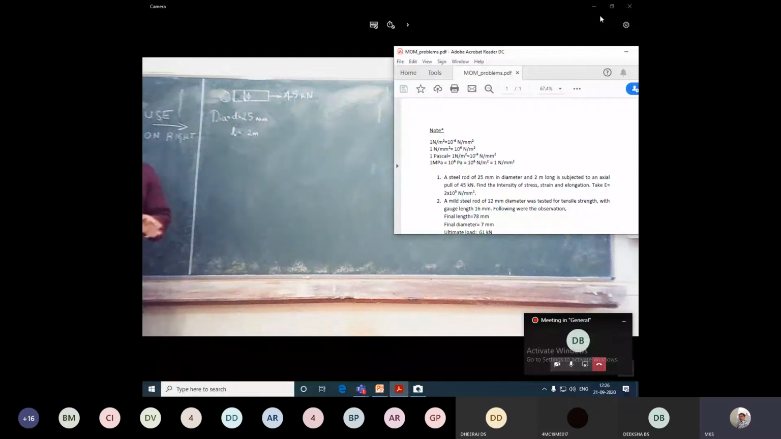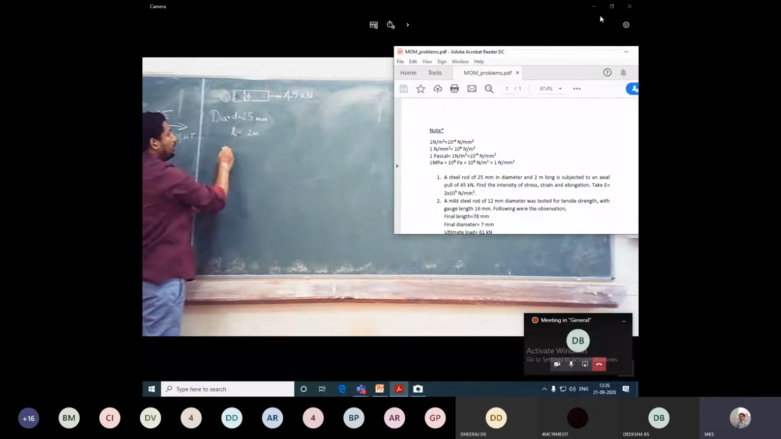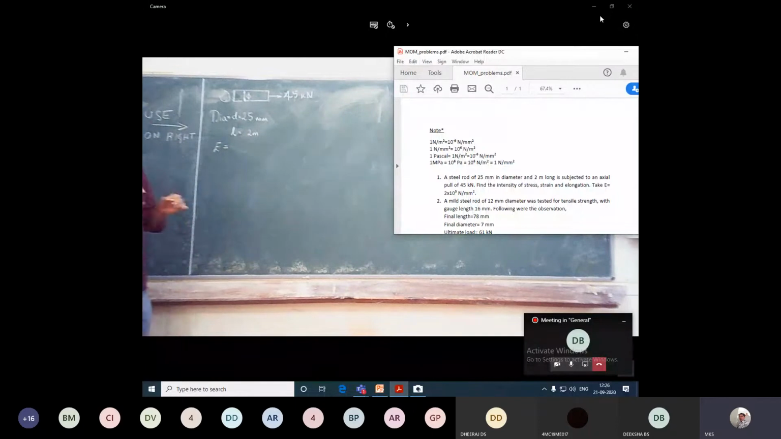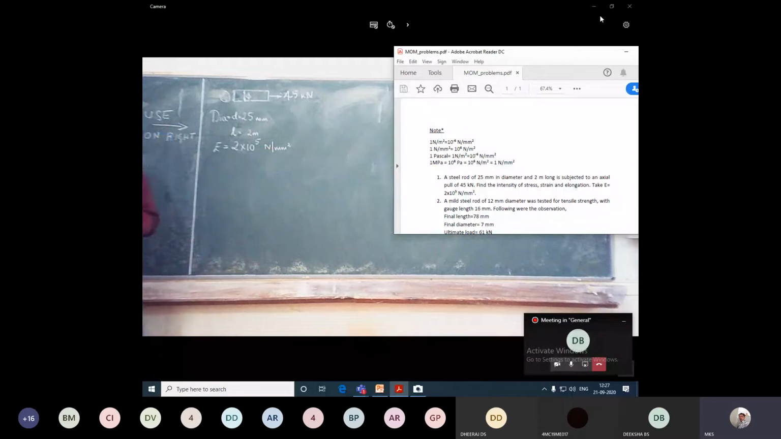So this is the load acting on the bar, and the bar material has a Young's modulus E. Young's modulus E is given as 2 into 10 to the power of 5 Newton per mm square, right?